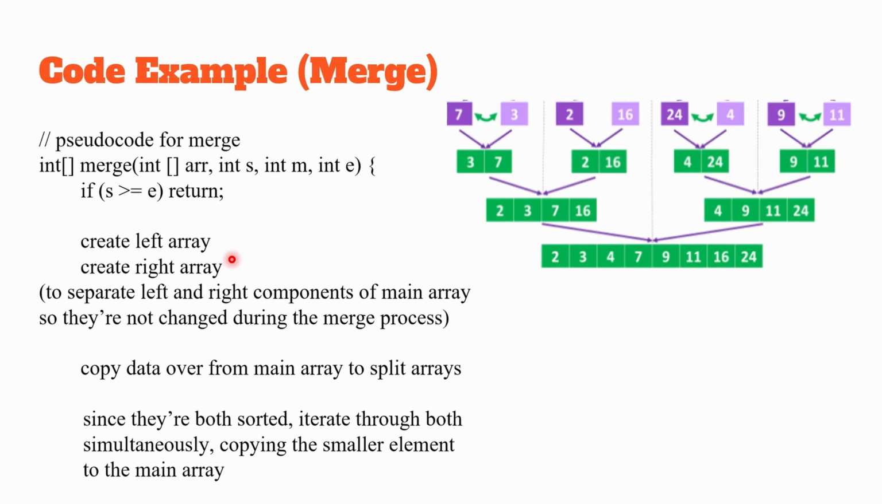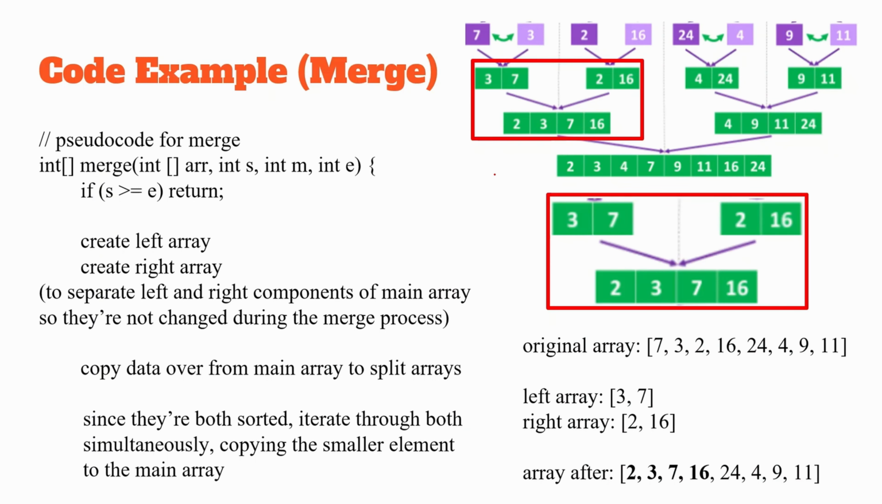This is needed because the original array is going to be changing as it is sorted, so the original parts of the array need to be preserved so they're not overwritten. After this, both arrays will be iterated through simultaneously, copying the smaller element to the main array. I'll go through an example to show exactly how this works.